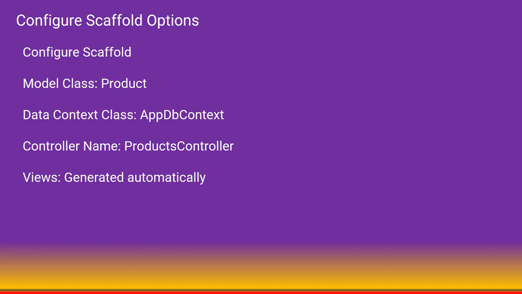Now, choose the Product model and AppDbContext for your data context. You can also specify the controller name such as ProductsController. The tool will generate the controller and all views like Create.cshtml, Edit.cshtml, Details.cshtml, Index.cshtml and Delete.cshtml.